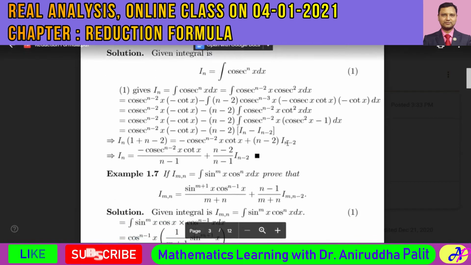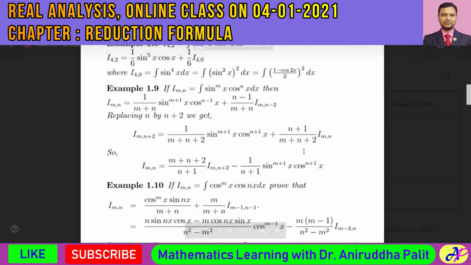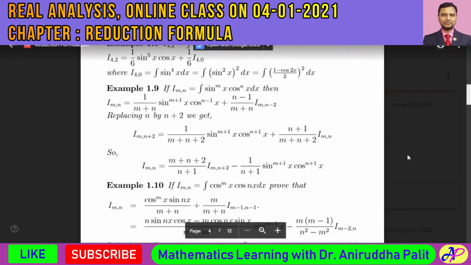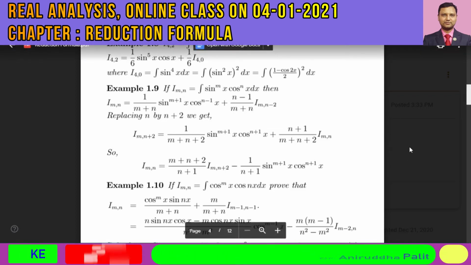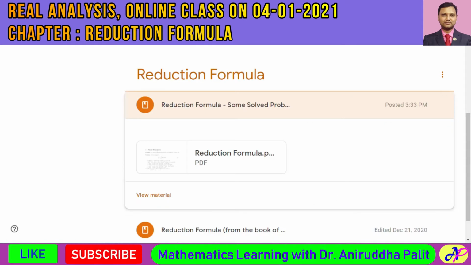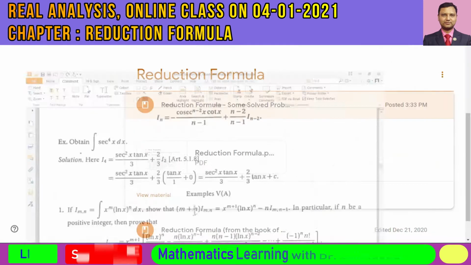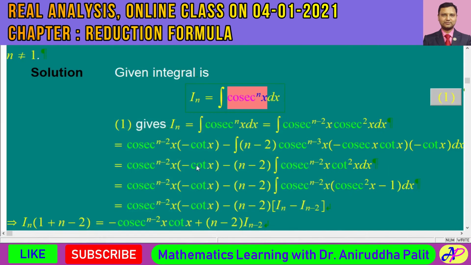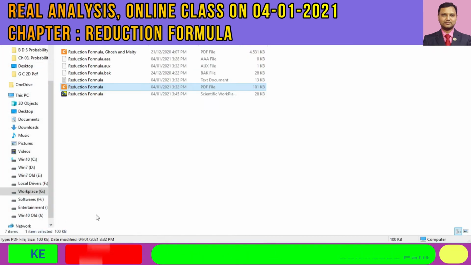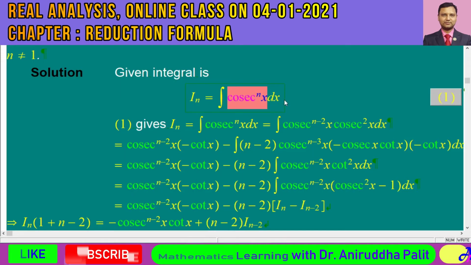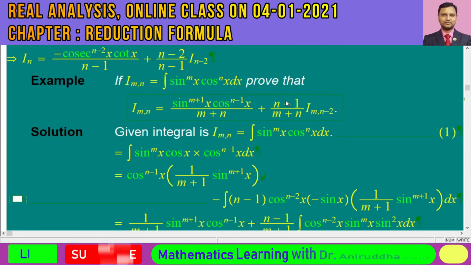Some standard formulas along with some standard solved examples are also available there, so you can go through this file. Let me discuss the results, because I already have the copy of that file. So let me open that file. I can go through this file as well. No problem.